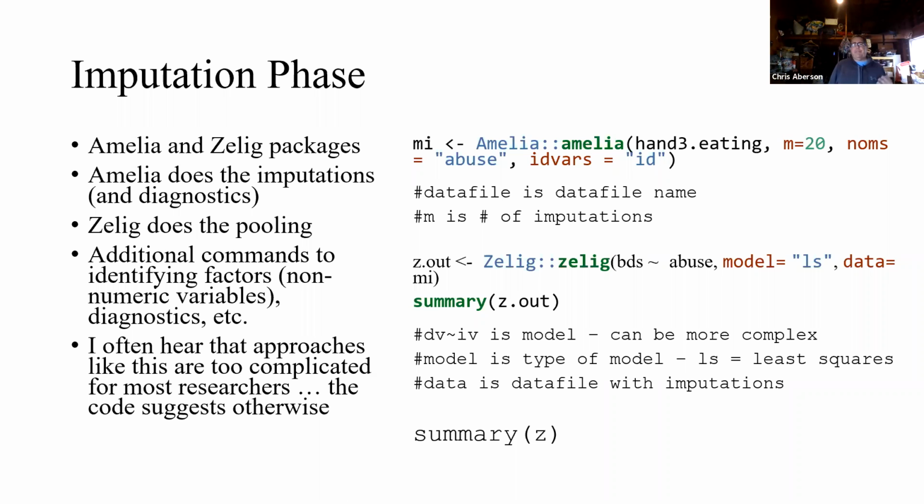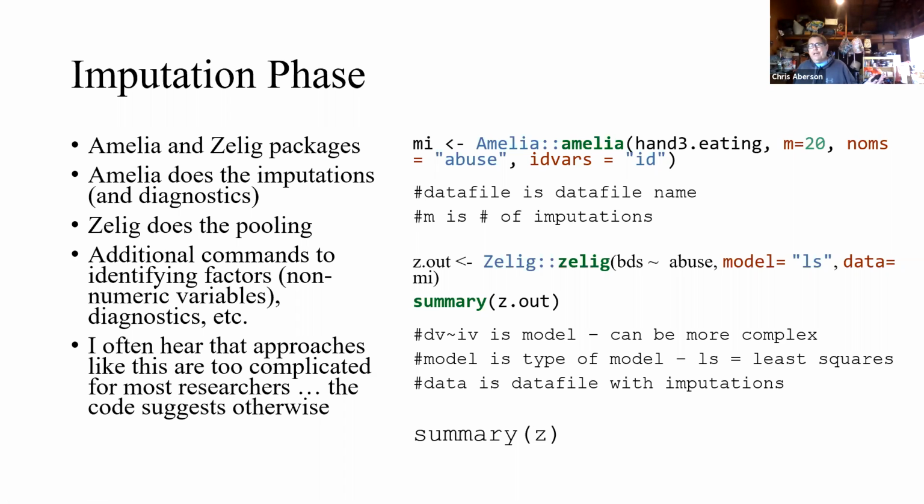It's kind of funny. I often hear that these approaches are too complicated for most researchers, but just look at this code. MI, the Amelia command, the name of the data set, M, that's the number of imputations. Noms, what are the nominal variables? If you have a variable that captures ID number, you tell it what it is. Boom, that's it. That's it for doing the multiple imputation.